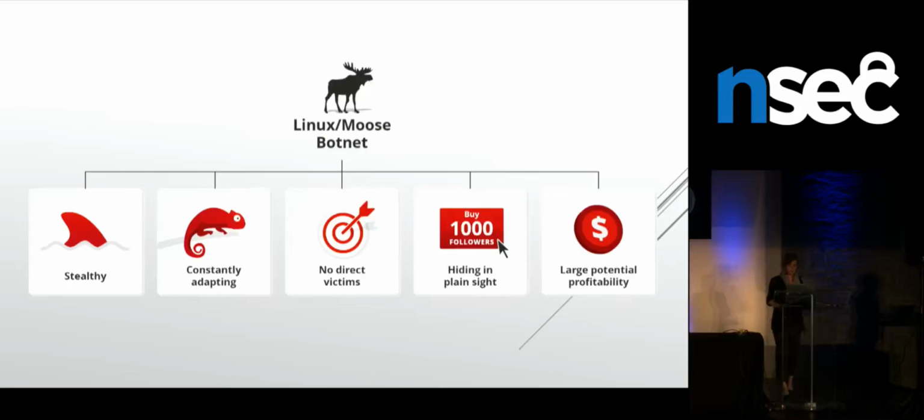So, yeah, here are our findings. We went over the Linux Moose botnet and how it's involved in a clever scheme. We said it was stealthy, with no x86 variants, only running on embedded systems. It's constantly adapting. We've seen that from the first ESET report to the second one, and it changed its infrastructure, showing that it's quite flexible. It doesn't create any direct victims, so no law enforcement attention, which is good. It's hiding in plain sight, selling to common people on the clear web instead of underground forums, and it has large potential profitability.